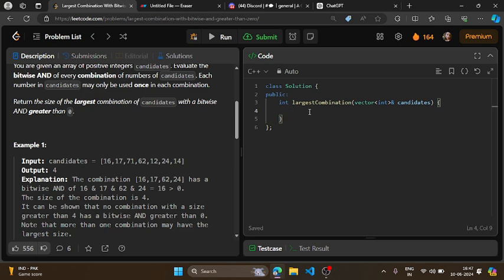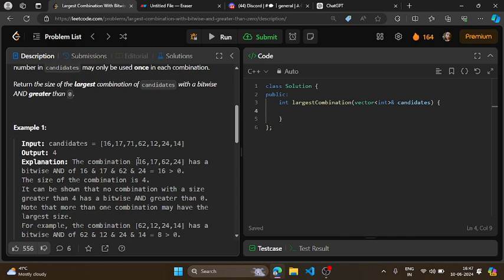In the example here you can see these many numbers in my candidate vector. Now I will calculate the subsequences of this array, and I will get many subsequences. Now I have to check which subsequence is the largest one and which gives my AND non-zero, right? In the answer you can see 16, 17, 62 and 24. This is the subsequence which is the longest, and the AND operation of all the elements in this subsequence gives a non-zero value, right? So we have to return the length of the longest subsequence.